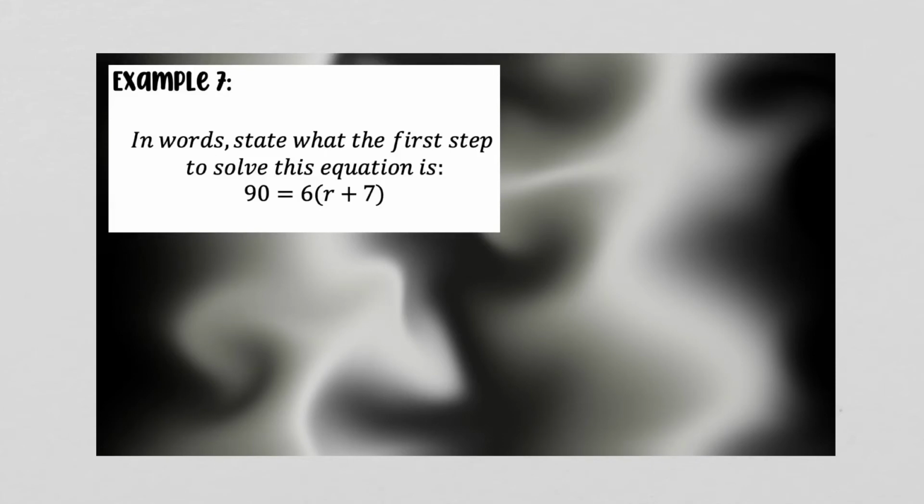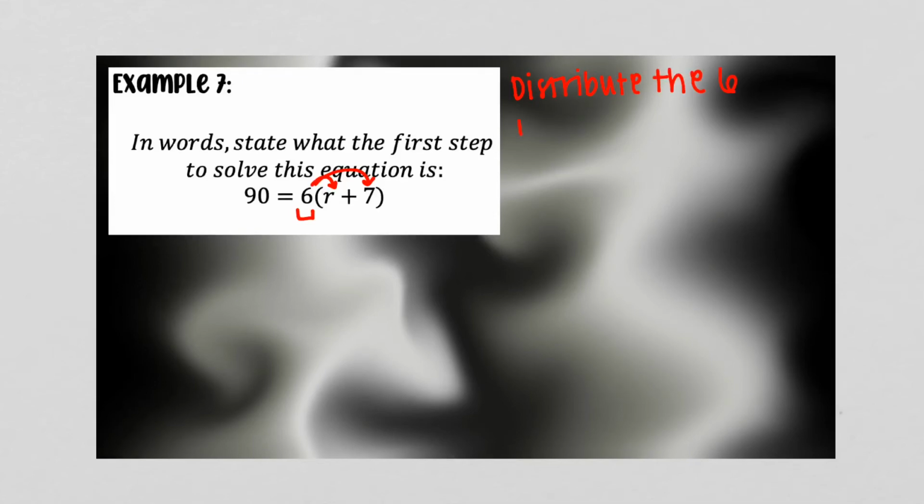And remember, you need to associate getting rid of your parentheses with distributing. So your first step here is we're going to take this 6 and distribute it into the parentheses. So in words, you would write, we are going to distribute the 6. And you can leave it at that, or you can say distribute the 6 into the parentheses. And this is just getting you familiar, making sure you know how to put in words what the first step to solve would be.